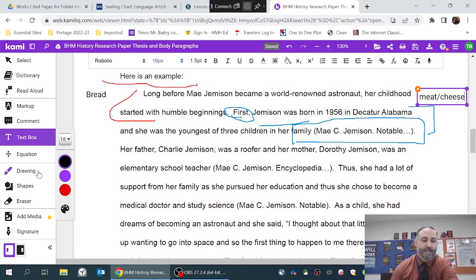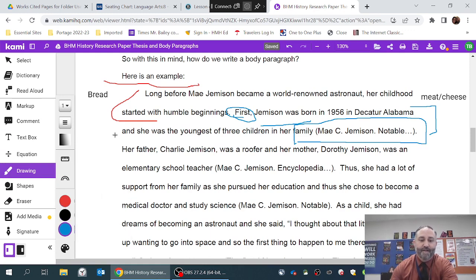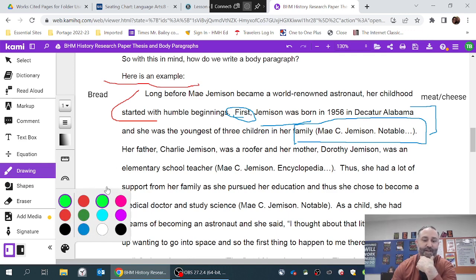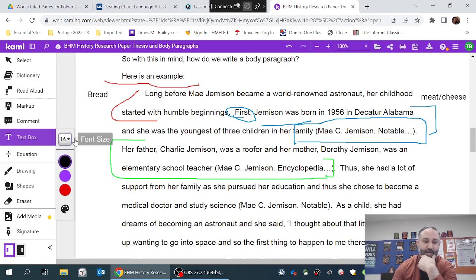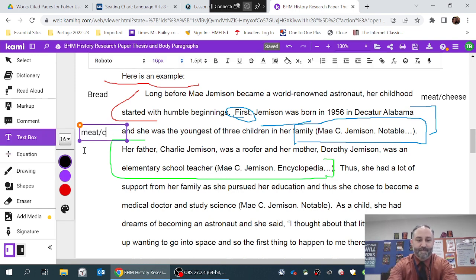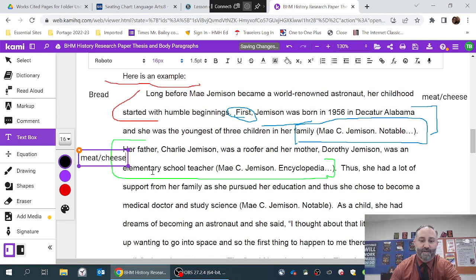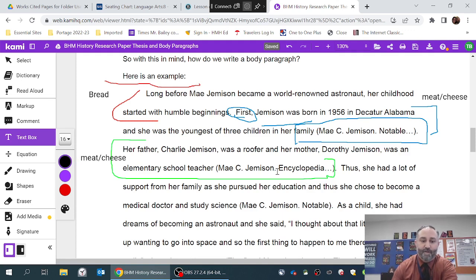Okay? So I'm following then the paper again. Her father, Charlie Jemison, was a roofer, and her mother, Dorothy Jemison, was an elementary school teacher. I'm going to change color codes, but this is yet another example of meat and cheese. We are giving information, and notice too that we are giving credit where credit is due. Thus, she had a lot of support from her family as she pursued her education, and thus she chose to become a medical doctor and study science.